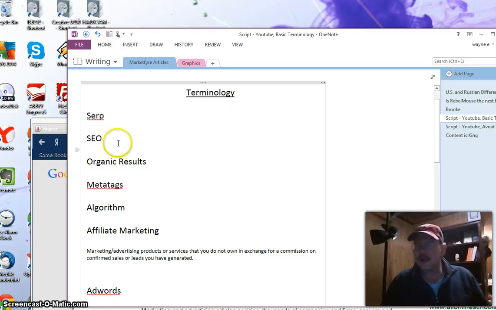SEO, you may or may not have heard of it. It just stands for search engine optimization. Of course, you're not actually optimizing the search engine. You're optimizing your site so it appears in the search engine on the first or second SERP, hopefully. Most people are shooting for the top.